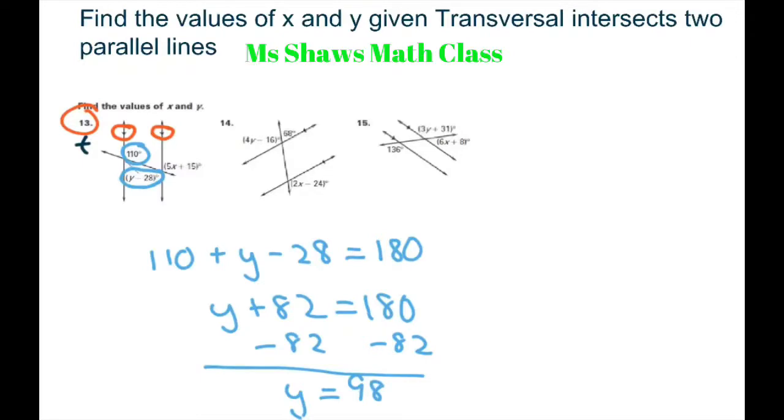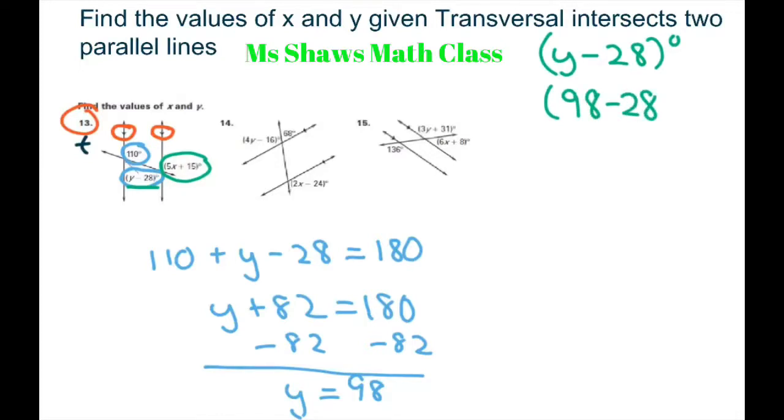Now, to get our x, we're going to have to plug in our y here. So we have y minus 28 degrees. We'll get to find that. So we have our y is 98, so replace y with 98. And you're going to get 70 degrees. So this right in here is 70 degrees.